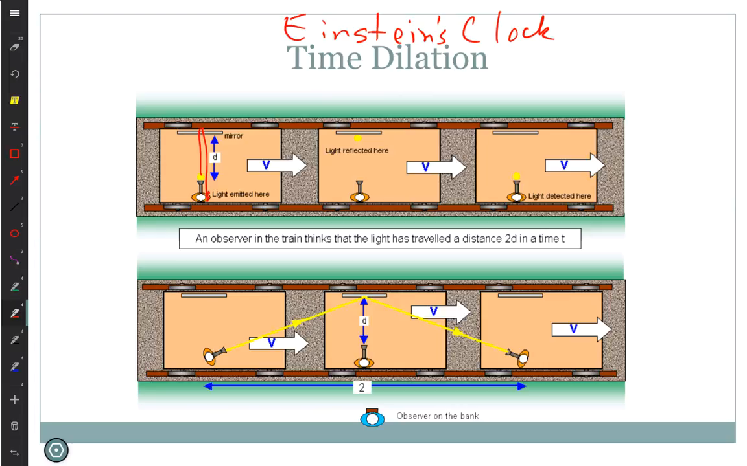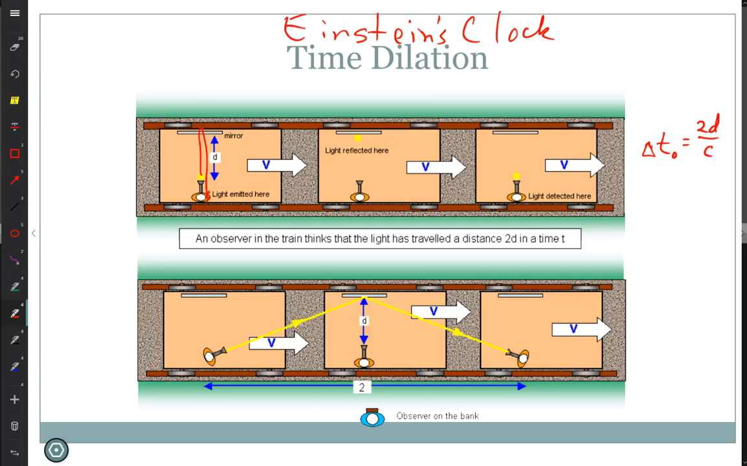So if that clock is stationary with respect to you, so you're inside the room with the clock, how long is the tick for that clock? How can I calculate the time for the tick of the clock? Okay, the distance it travels is 2d, and then I divide that by the speed of light. So the time for a tick of the clock, and I'm putting a 0 here because it's the rest frame, is equal to 2 times the distance divided by the speed of light. That's pretty simple.